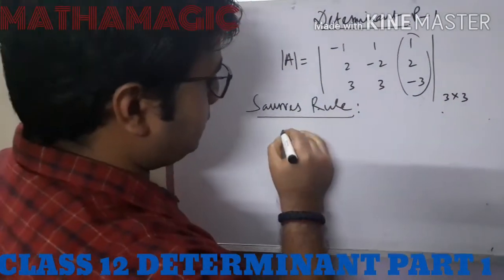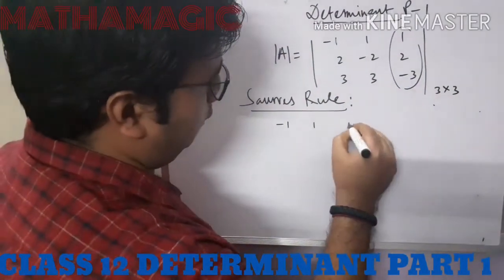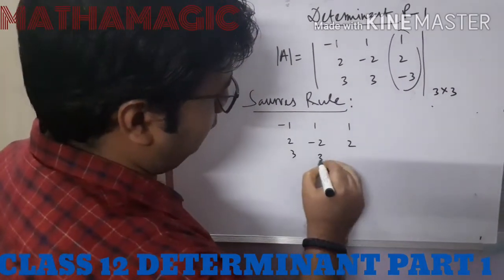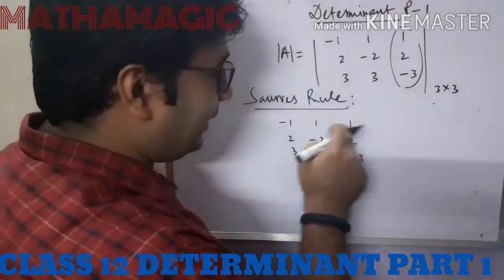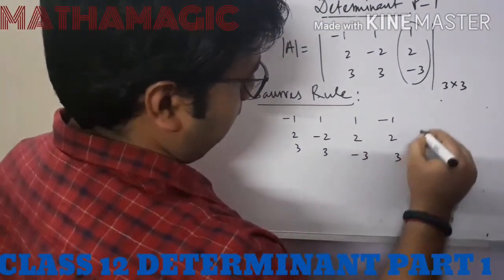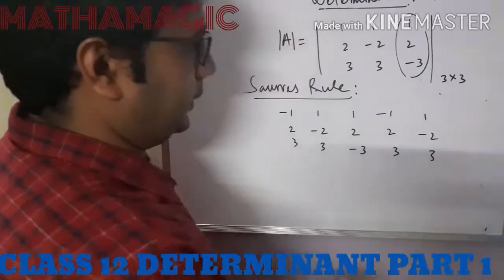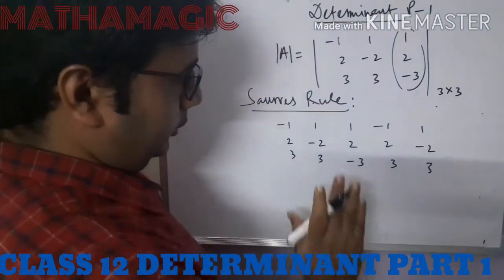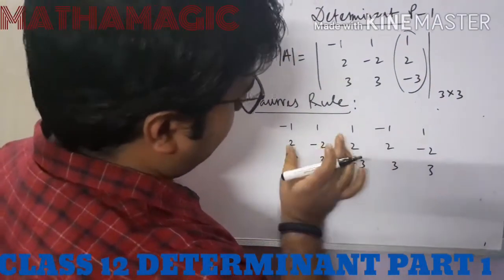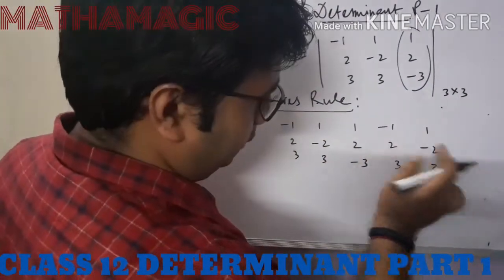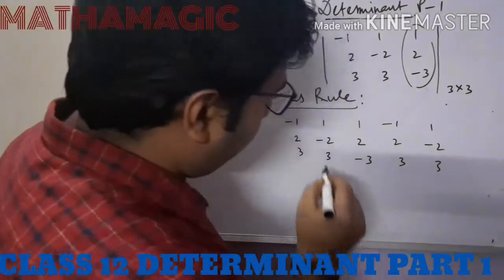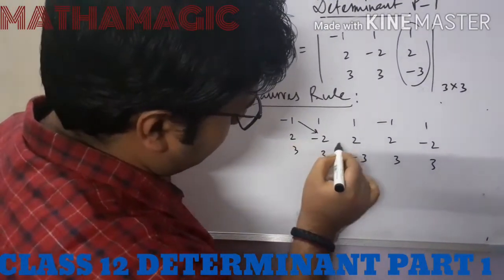First, you just write it like this: 1, 1, 1. Write your determinant first. 2, 3, 3, minus 3. Repeat these two columns again. Minus 1, 2, 3, 1, minus 2, 3. I hope you have understood. First you write your determinant, then write these two columns again. First two columns, this column and this column again. Now put the arrows here like this.